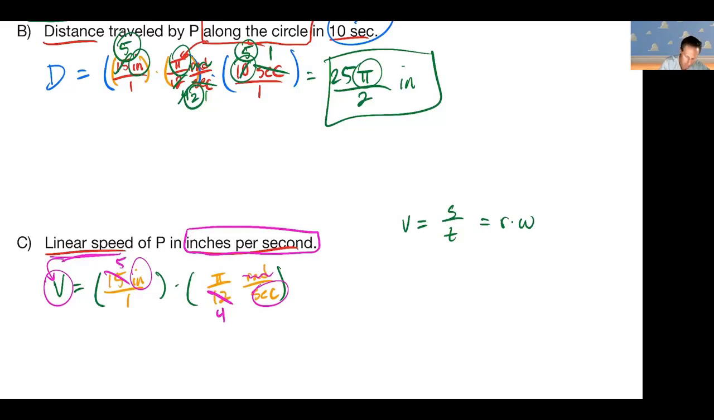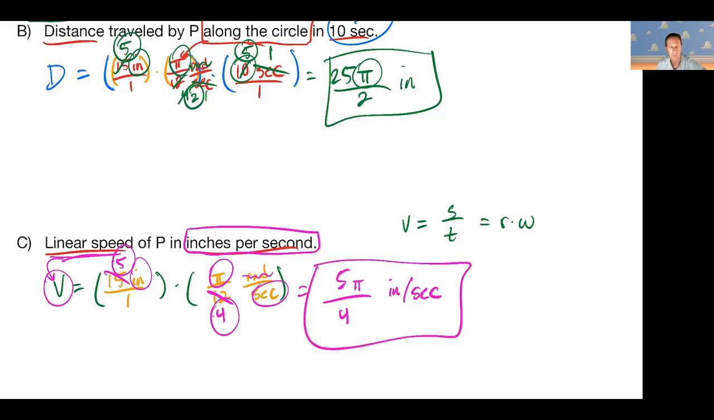So my final answer here would be 5 pi over 4 inches per second. And that's how fast any point they're calling P on the outside of this specific circle with radius 15 inches traveling at that rate of pi over 12 radians per second would travel in a distance, inches per second. All right? So hopefully you got those.